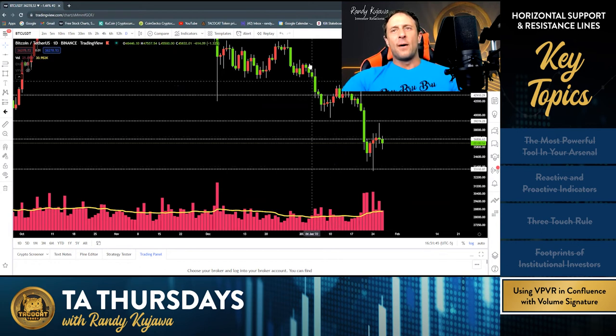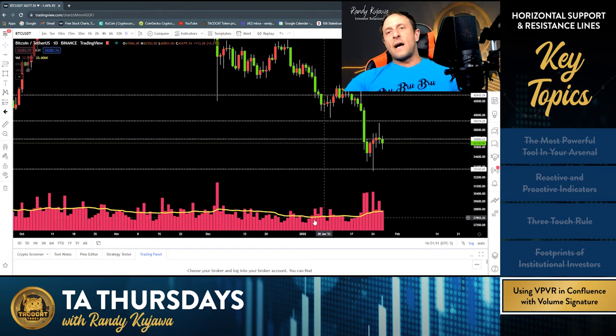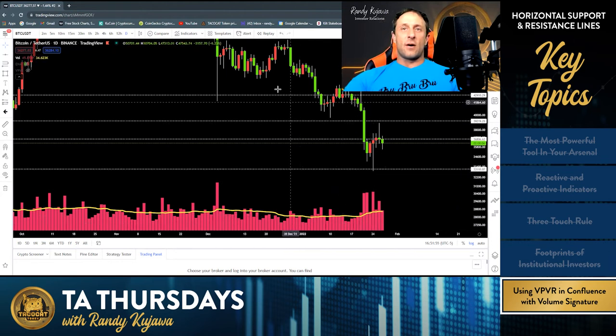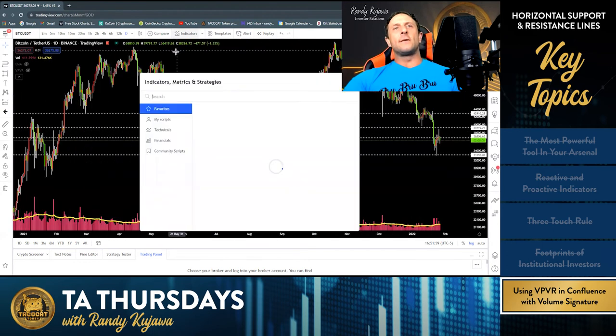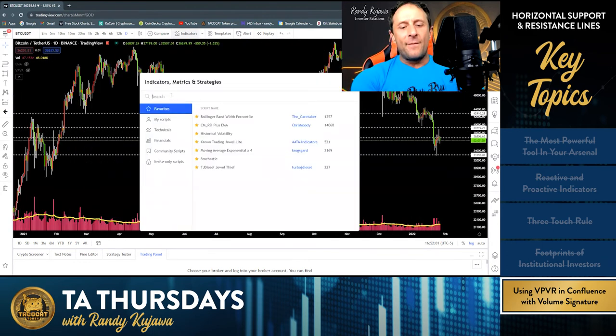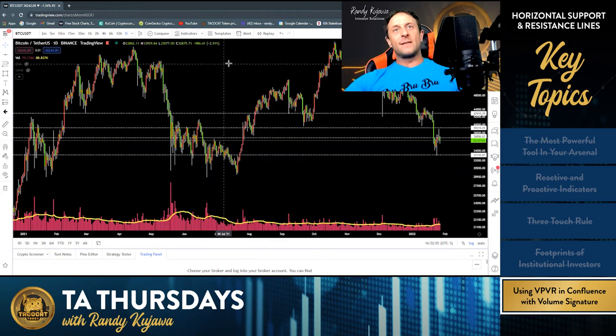It was almost a trap: if anyone was changing their positions to maybe go long, then it got driven down. You guys, always let volume be your guide. Your volume is your confluence. Now there's another indicator. If you go into indicators and type VPVR, volume profile visible range, and you go here.